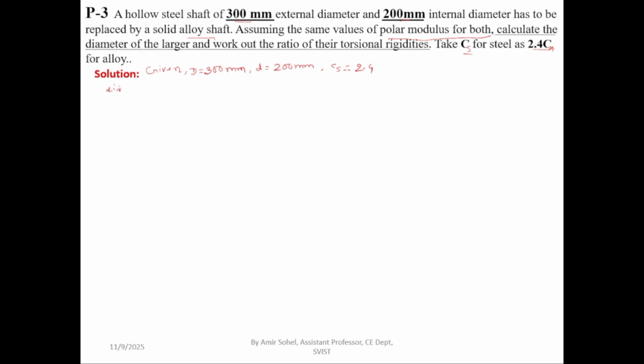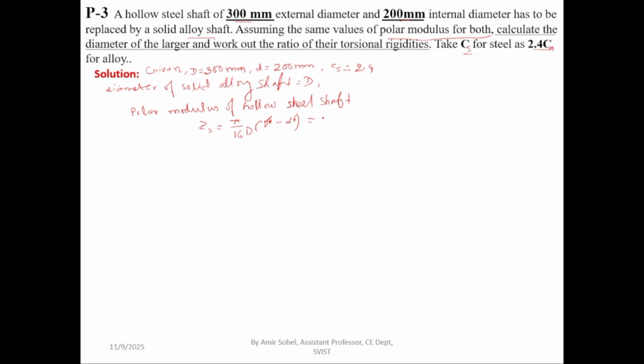So the diameter of the solid alloy shaft is equal to D1. Now we know the polar modulus of the hollow steel shaft, and we can derive it by this formula: Zs is equal to pi by 16 D, into D to the power 4 minus d to the power 4.